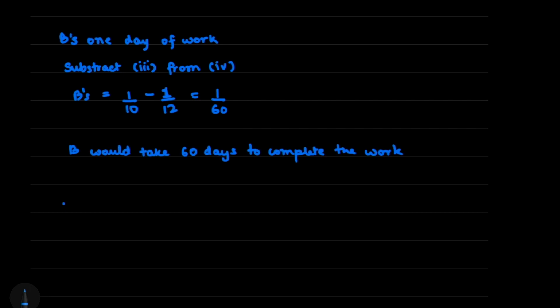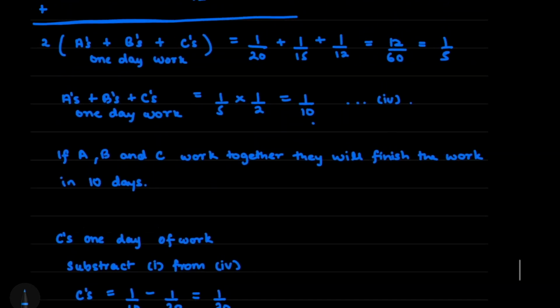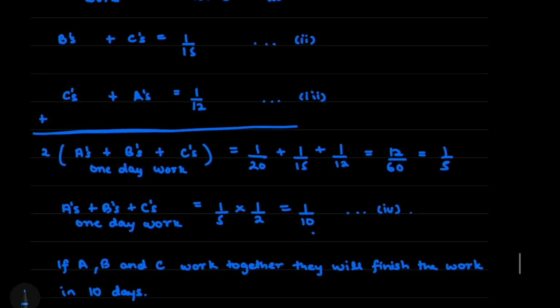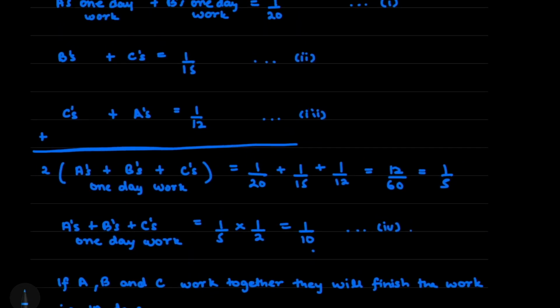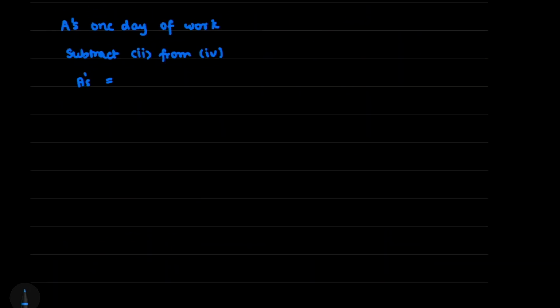Finally, let's do A's work. To calculate that, we need to subtract B's and C's work from ABC's work. So that means we have to subtract equation 2 from equation 4. And this comes out to be 1 by 10 minus 1 by 15, and that comes out to be 1 by 30. So A would take 30 days to complete this work.